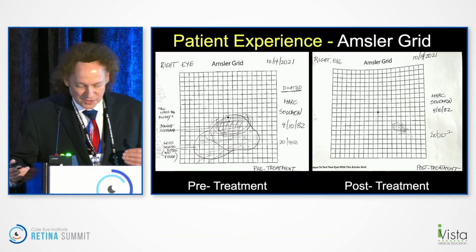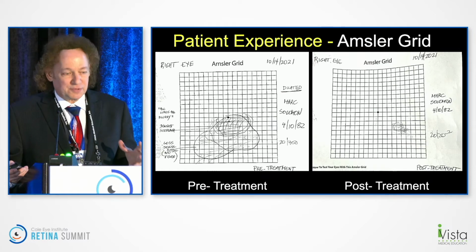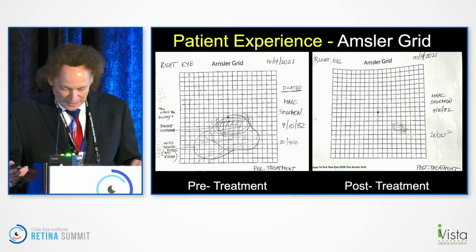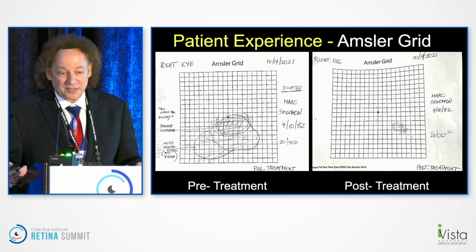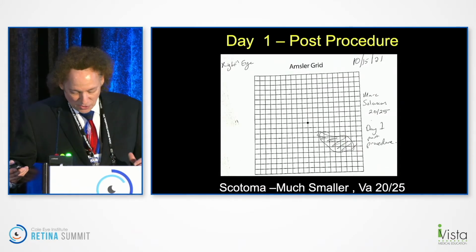And this is the patient's Amsler grid. So before treatment, patient's 20/400, and they've got this large scotoma centrally. And after treatment, the patient actually came back to 20/20. And the size of the scotoma got much smaller.